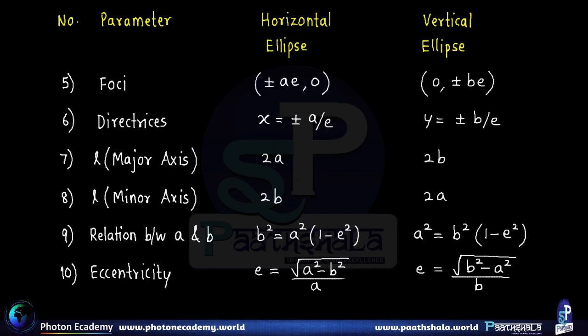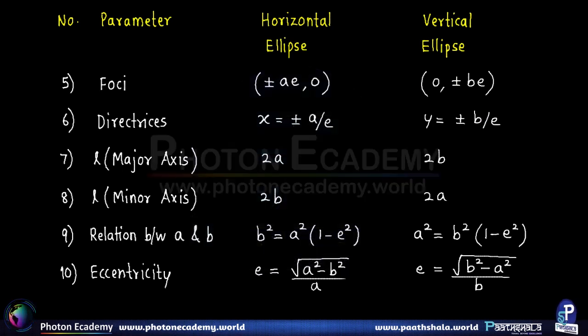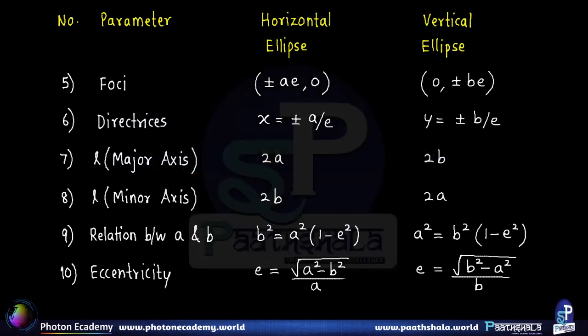The next parameter is foci. So in first case we have plus or minus AE, 0. In second case we have 0, plus or minus BE. So you see that A gets transformed to B. That's how you can remember that. Then directrices, we have X is equal to plus or minus A by E, and in other case we have Y is equal to plus or minus B by E. So once again here A and B are replaced.